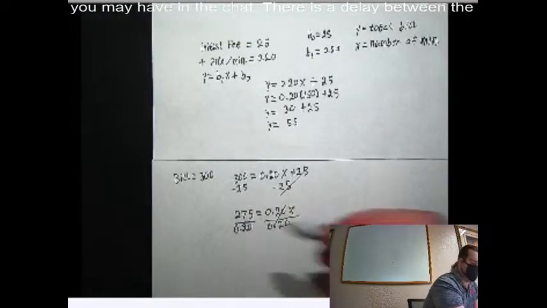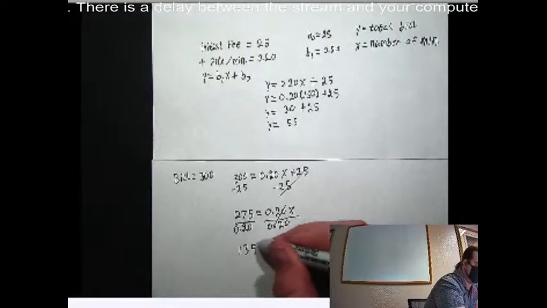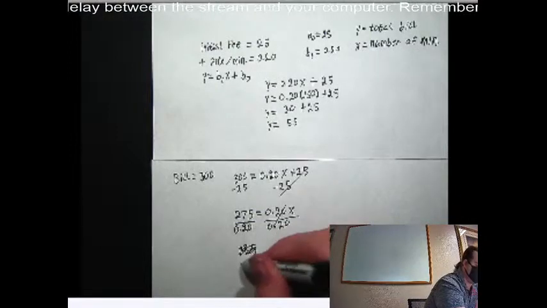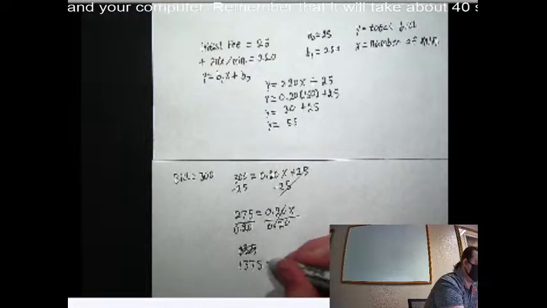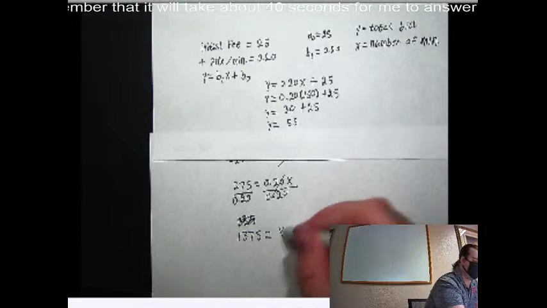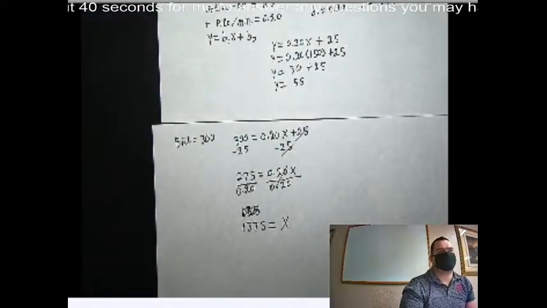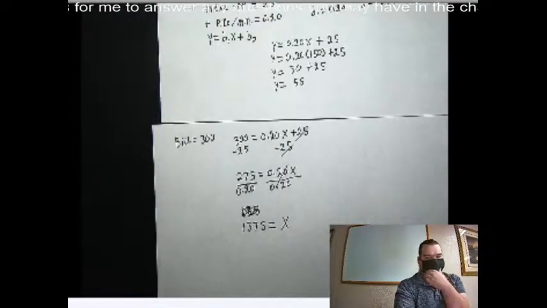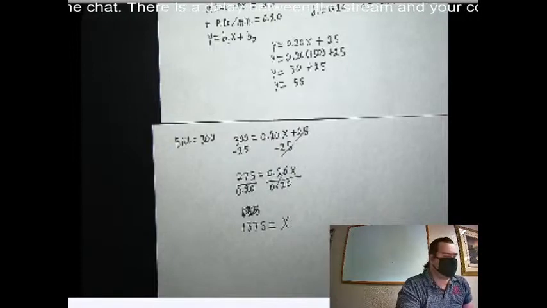And if we divide that, we get 1,375. And there's nothing left on this side except for x. So there's how many minutes we used. Does that make sense? Okay.